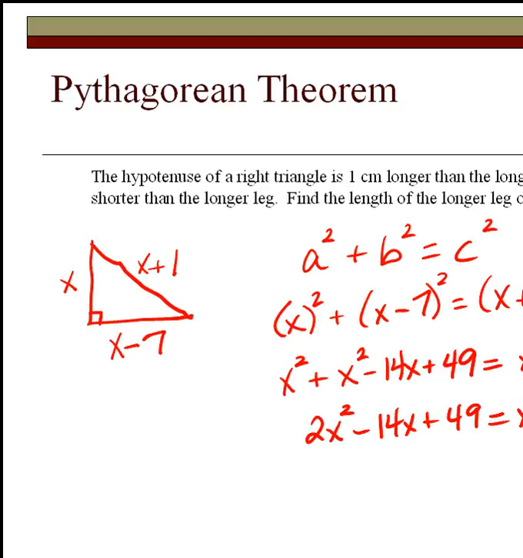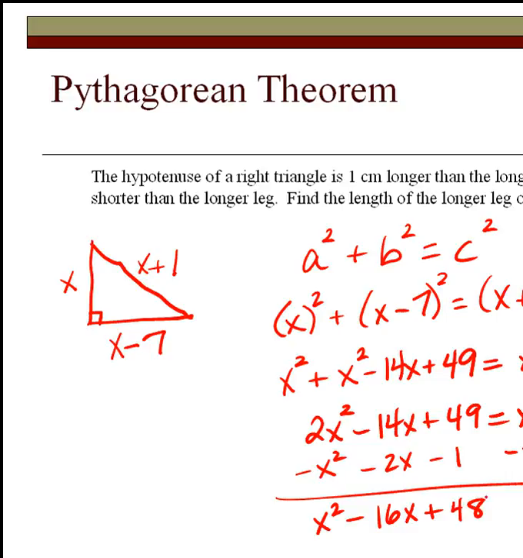Now we need to set one side of that equation equal to 0, so we need to remove all the terms from one side. So we could subtract the x squared, subtract 2x, and subtract 1. So that gives us x squared minus 16x plus 48 is equal to 0.